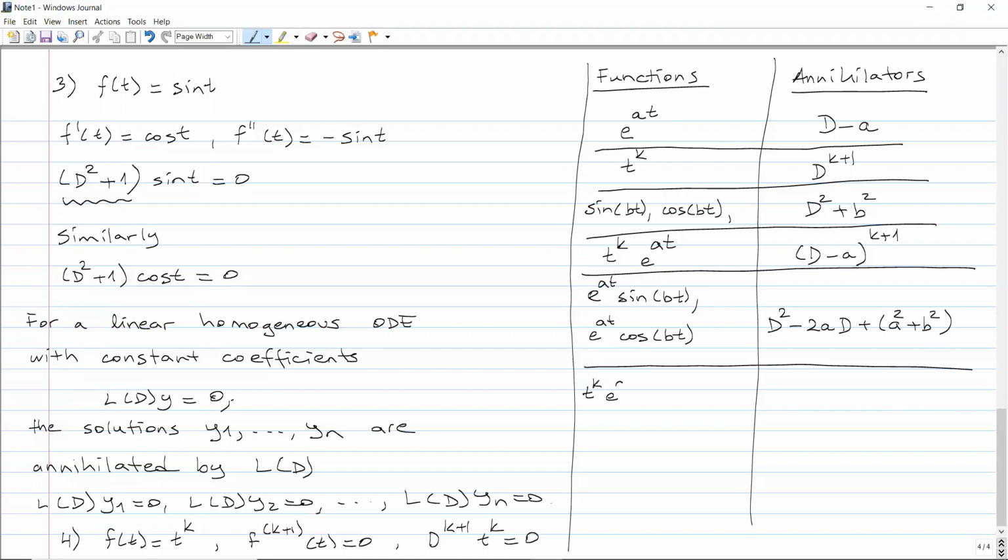So t to the k e to the at sine bt, or t to the k e to the at cosine bt. So this means, if you look back to our examples, I'm pretty sure I solved an example when you have a complex root as a repeated root. In this case, we have a complex root because we have exponential and sine and cosine. Multiplying with t to the k means the root is repeated k plus 1 times. So basically, you get the same polynomial as above, and take it to the power k plus 1, because you need your complex number as a repeated root.